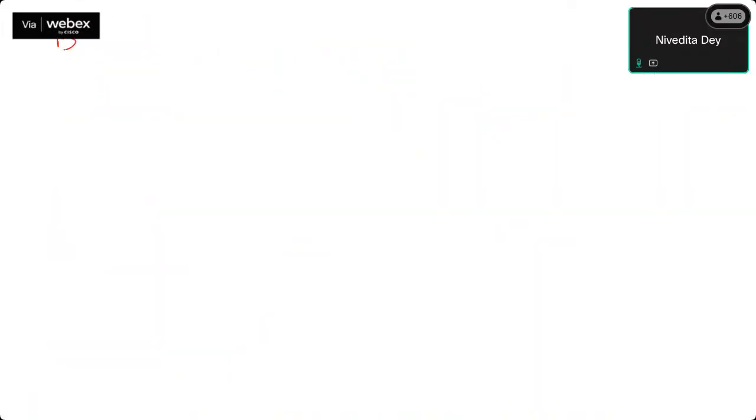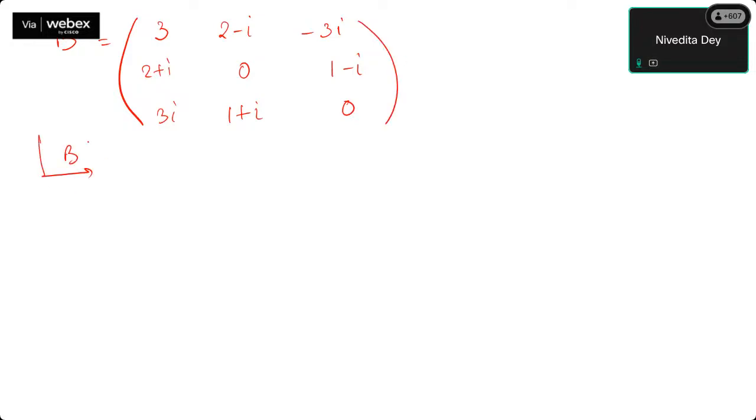Say I have taken B, which is 3, 2 minus i, minus 3i, then 2 plus i, 0, 1 minus i, then 3i, 1 plus i, and 0. Now let me follow those two things. First is the B transpose, which will be 3, 2 plus i, 3i, 2 minus i, 0, then 1 plus i, then minus 3i, 1 minus i, and 0.